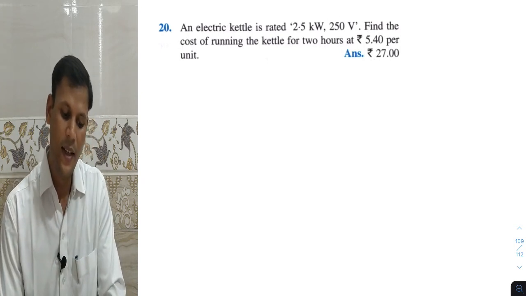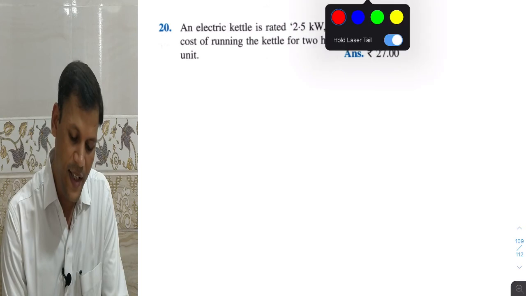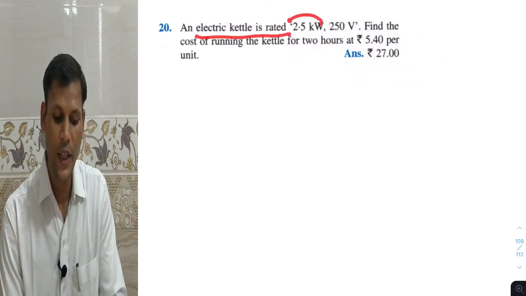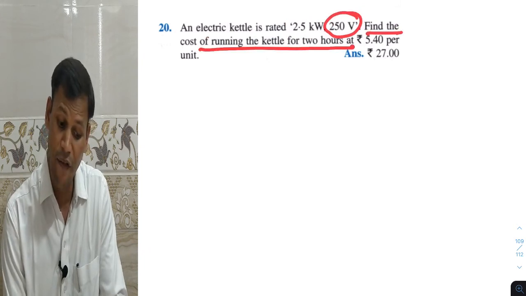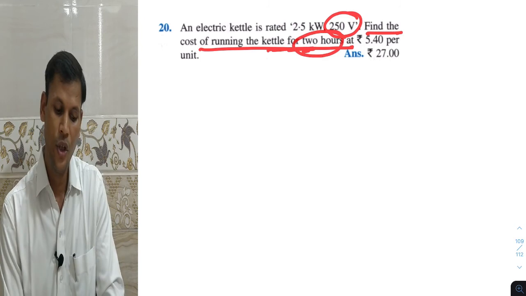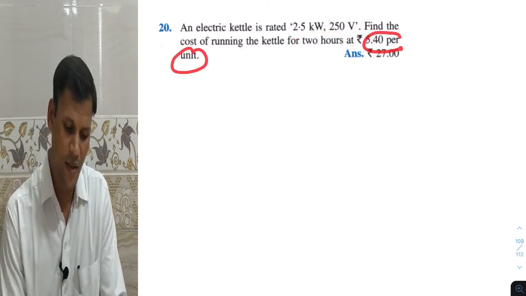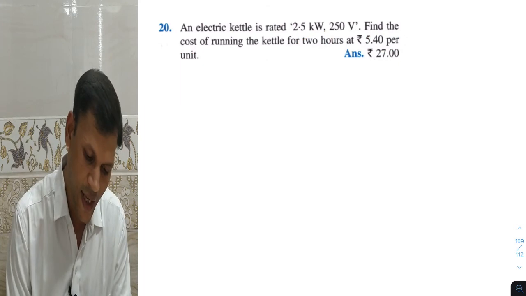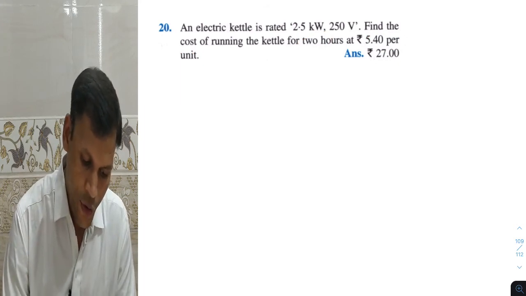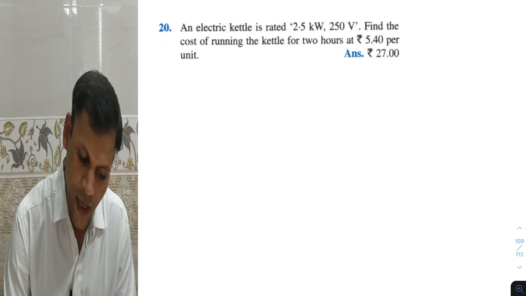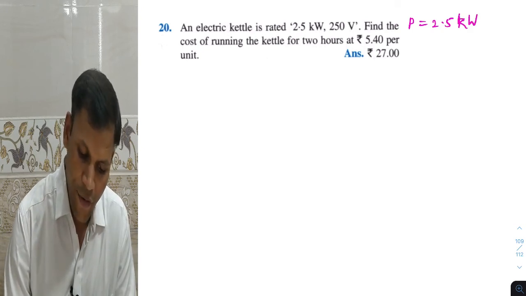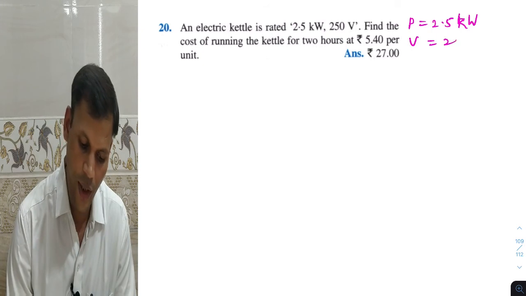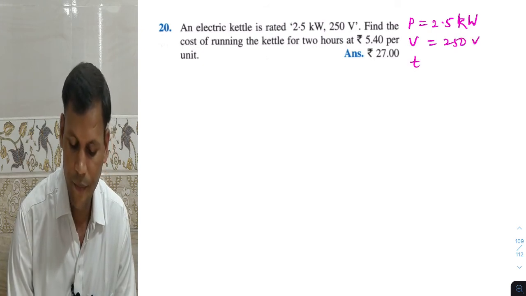An electric kettle is rated 2.5 kilowatt, 250 volt. Find the cost of running the kettle for 2 hours at this unit cost. Time is the same as the previous one. So we can write all the given information. Rated means power is 2.5 kilowatt, V is given 250 volt and time is 2 hours.